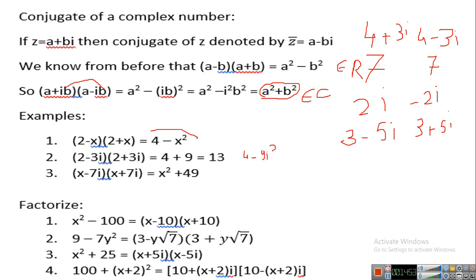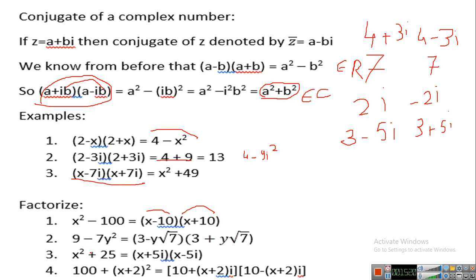You can say it's directly 4 plus 9. So always a minus ib into a plus ib is a squared plus b squared. So here I can say directly it's x squared plus 49. So if you want to factorize x squared minus 100, this is in real, I don't have i. So it's x minus 10 into x plus 10. 9 minus 7y squared is 3 minus root 7y into 3 plus y root 7.